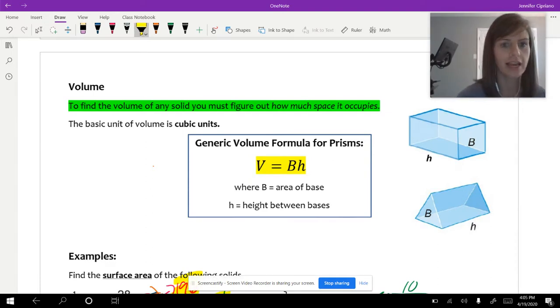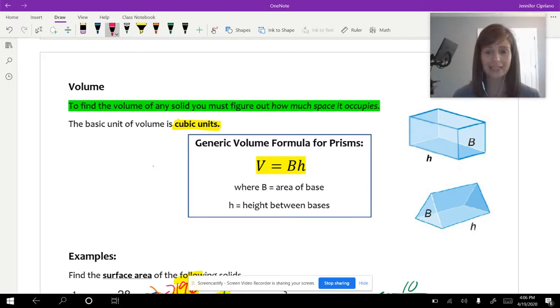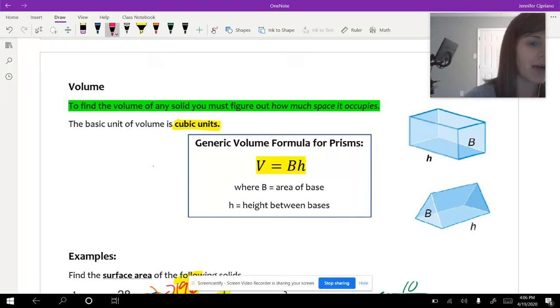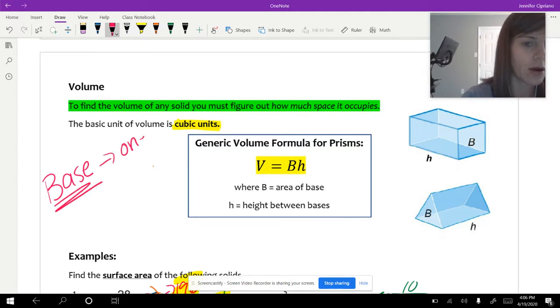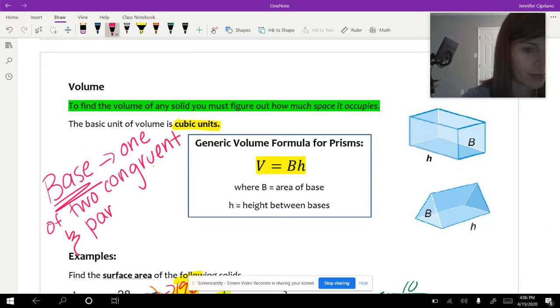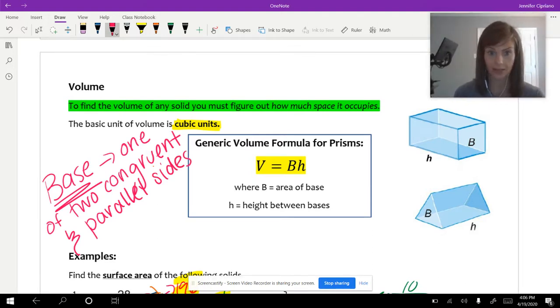And our notation for volume is always going to be in cubic units. So whatever your unit is, you're always going to cube it to find your volume. The formula for volume, I think, is actually a lot simpler because it's much more generic. The volume of any prism is the area of its base. And remember that when we're talking about the base of a prism, the base is always going to be one of those two congruent and parallel sides. So to find the volume of a prism, we're going to find the area of one of those bases, and then multiply that by the height of the prism.